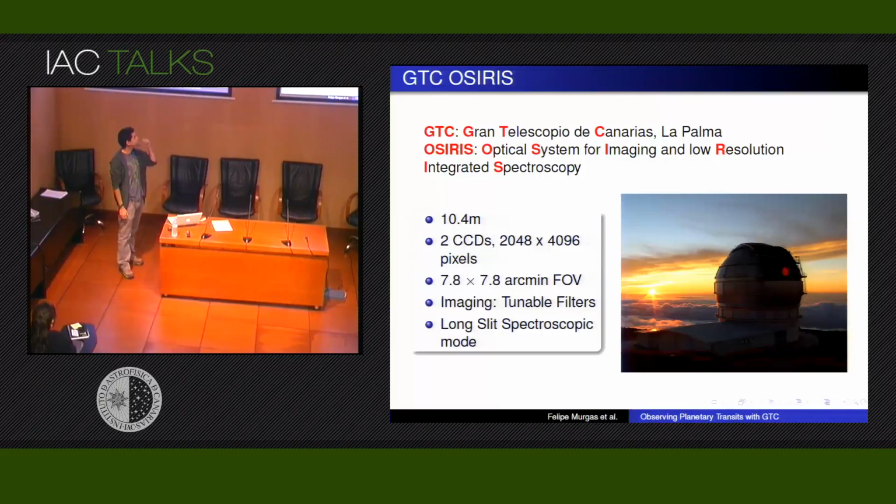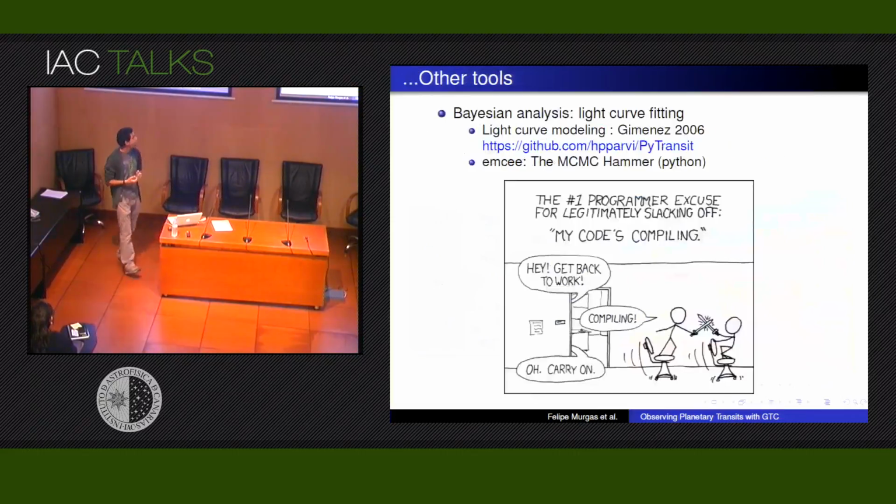Everyone here is familiar with GTC, the 10-meter class telescope in La Palma, with a field of view near 8 arc minutes. So in this talk, I will review a couple of results using the imaging mode of OSIRIS, using tunable filters, and also more recent work we have been doing with long slit spectroscopy.